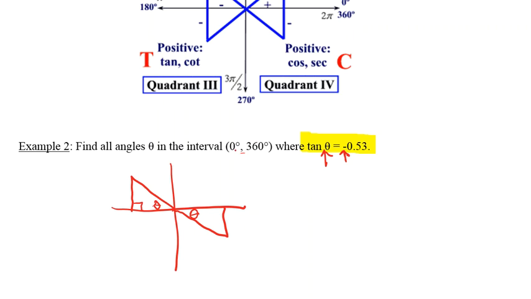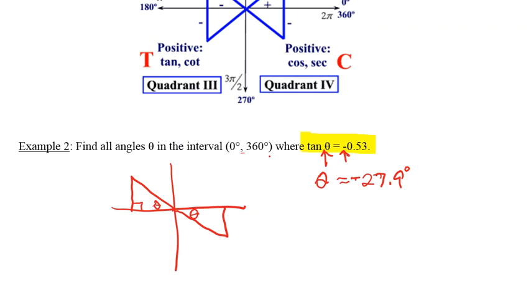And I want to do it in degrees because it says between 0 and 360. So inverse tangent of negative 0.53 is negative 27.9. So my calculator gives me negative 27.9. Now that is an angle, but it actually is not fitting my criteria. My criteria says it has to be bigger than 0, but less than 360, and that is not true.